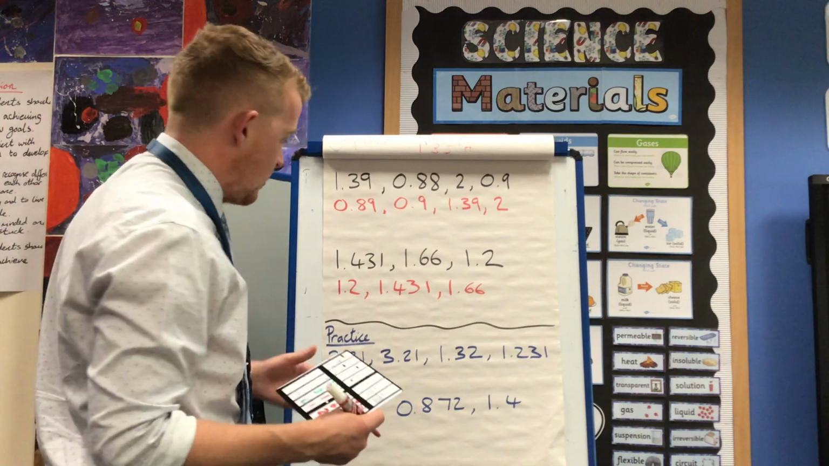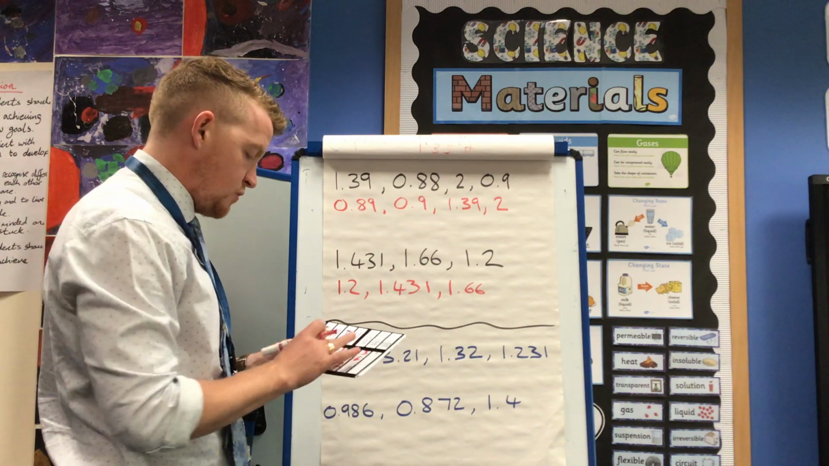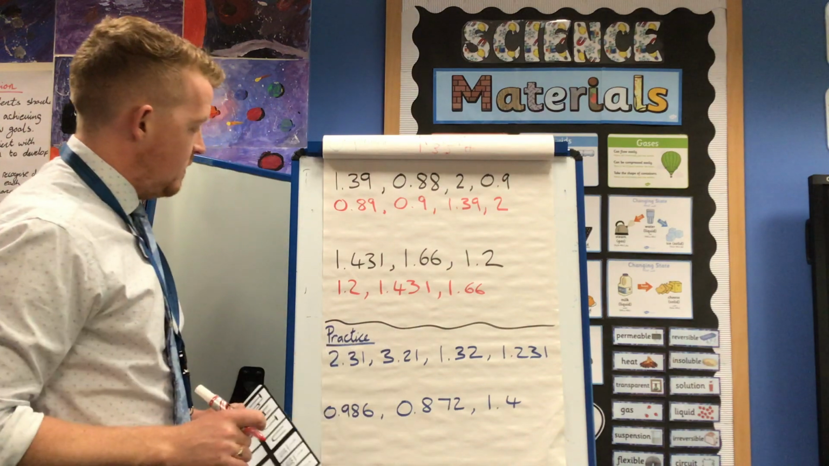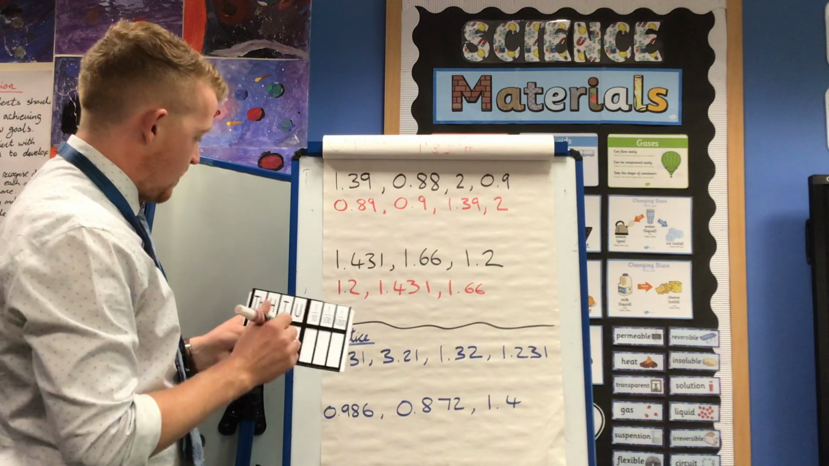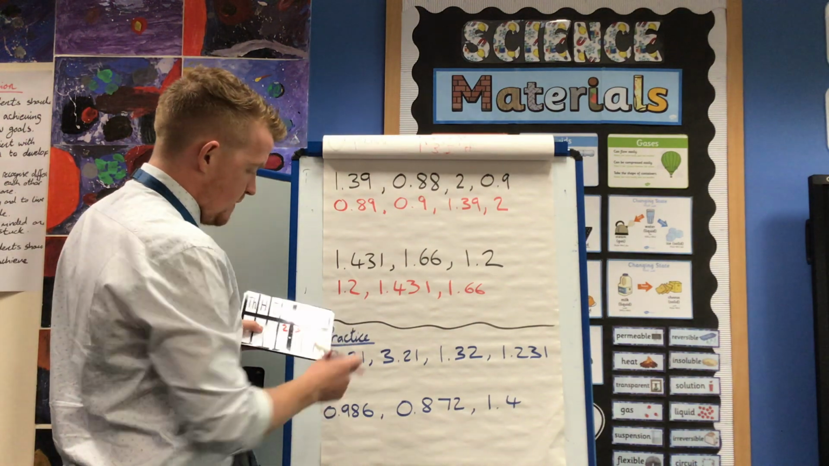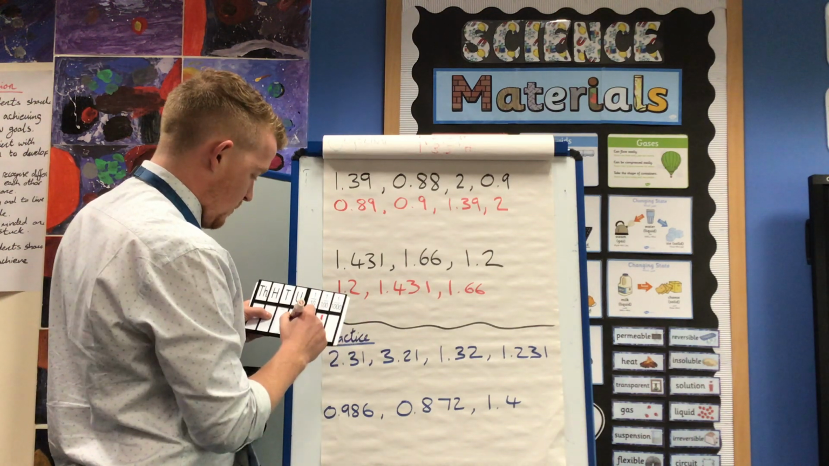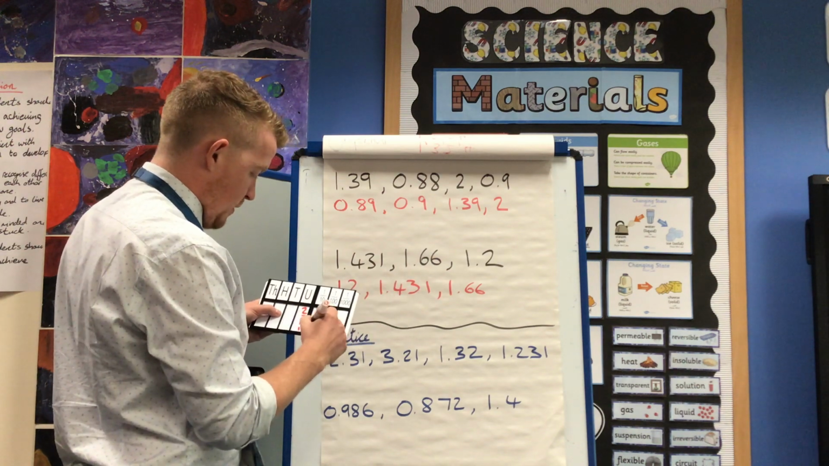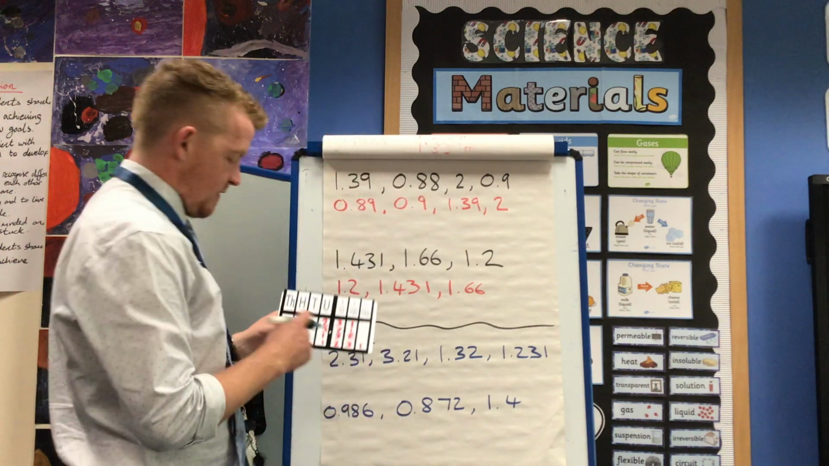Okay, let's go through these answers together. This one had 4 digits in it, this one only had 3. Let's go through the first one together. Let's write them all down, same as before. We put our numbers onto our place value grid. First number, 2.31. Second number, 3.21. Third number, 1.32. And finally, 1.231.